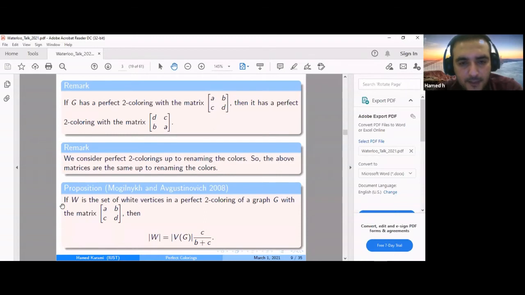The next proposition counts the white vertices in a perfect two-coloring. This is a proposition by Avgustinovich in 2008. If W is the set of white vertices in a perfect two-coloring of a graph G with the matrix A, B, C, D, then the cardinality of W is the cardinality of the vertex set of G multiplied by C over B plus C.